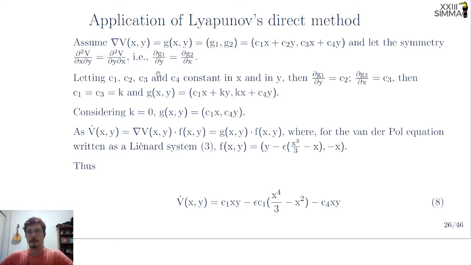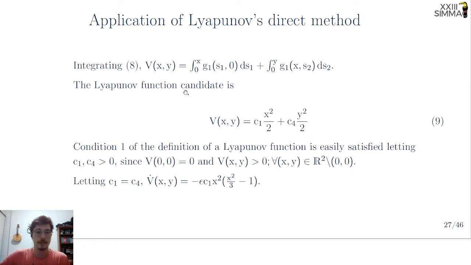We applied the method of the variable gradient in order to find a Lyapunov candidate given by equation 9. If we let C1 and C4 be positive, the first condition of the definition of a Lyapunov function is easily satisfied, because applied to the origin it is equal to 0, and in a neighborhood of the origin it is positive. And if we let C1 and C4 be equal, this is the first time derivative of the Lyapunov function.